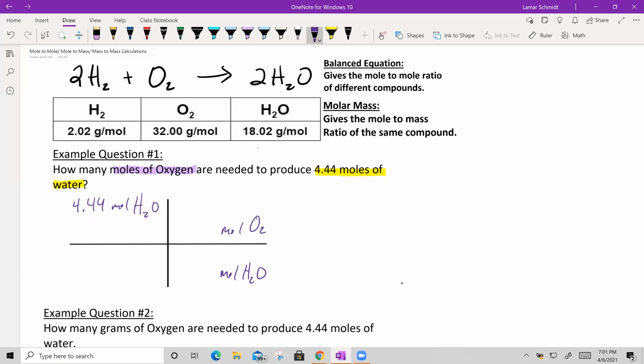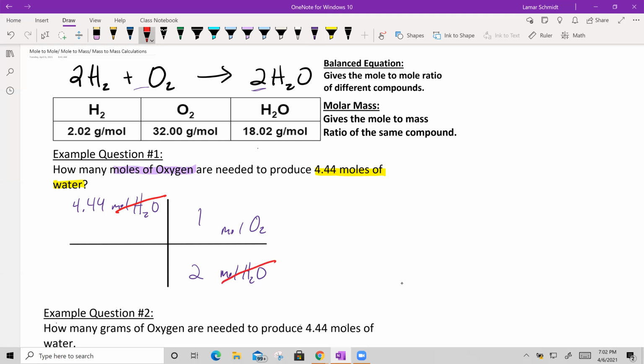Now all we have to do is put in the ratio. All right, so what is my coefficient for water? Clearly it is 2. So we'll put 2. What is my coefficient for oxygen? Clearly it is 1. All right, if no number appears, that means 1. Now we just need to cancel some units. If we have the same unit in the top as we do the bottom, we cancel the unit. All right, and that's what we did.